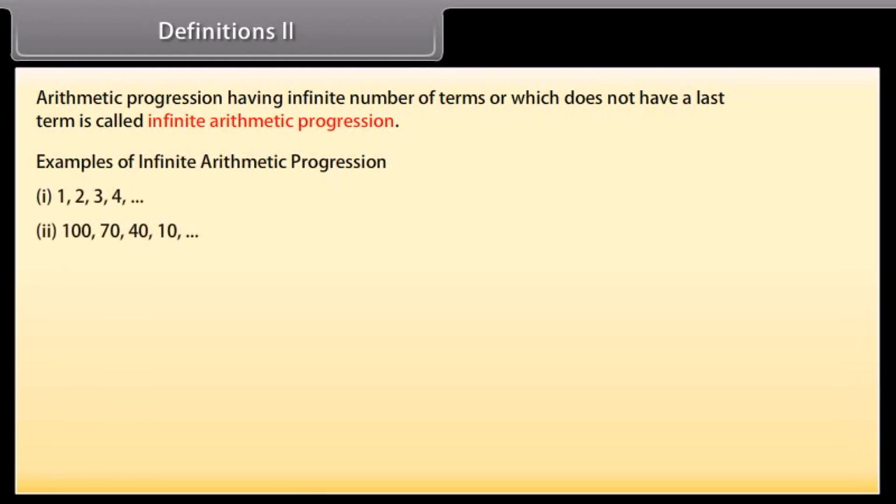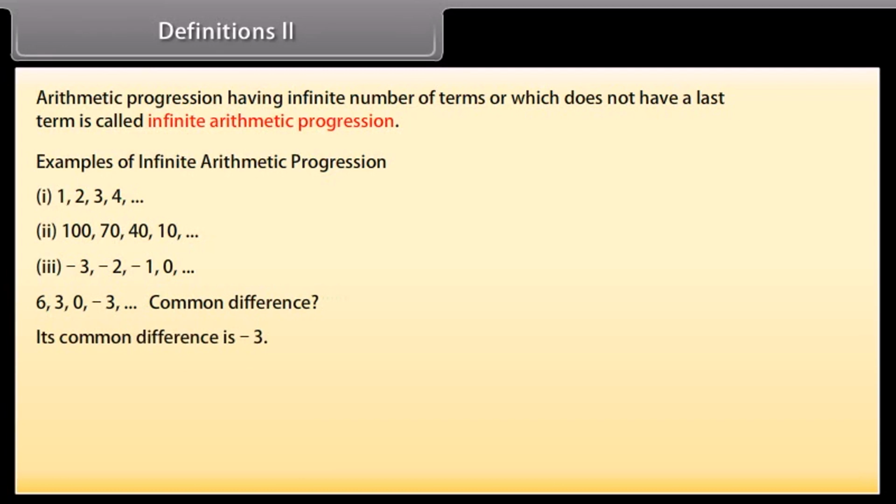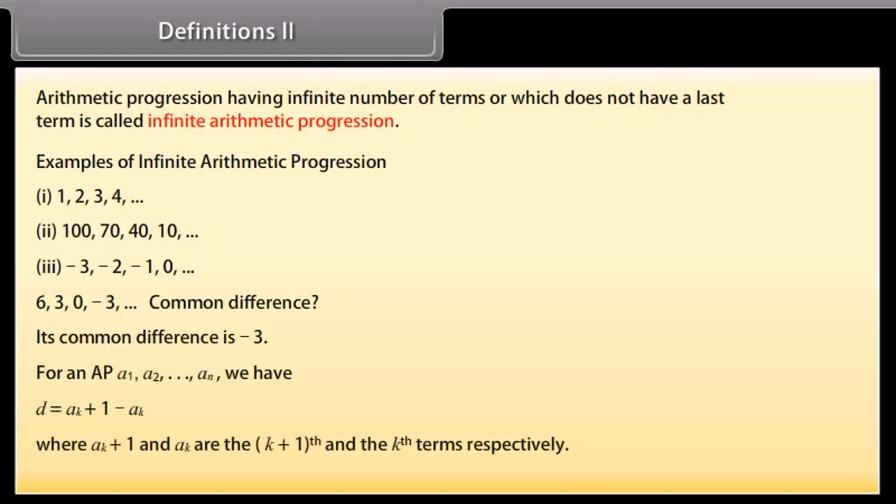Look at this sequence now. Can you tell its common difference? Yes, you're right. Its common difference is -3. In general, for an AP, A1, A2, and so on till AN, we have D as A(k+1) minus AK, where A(k+1) and AK are the (k+1)th and the kth terms respectively.